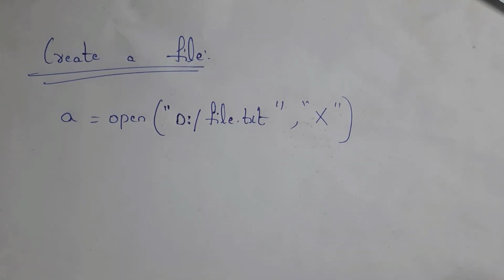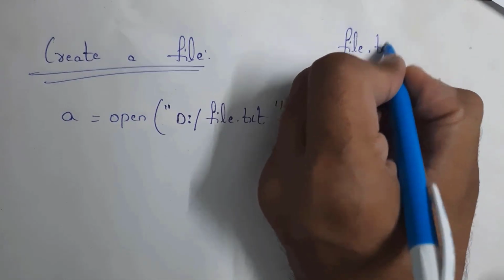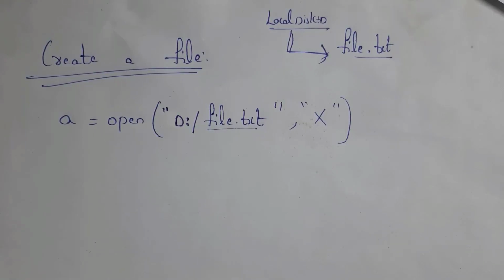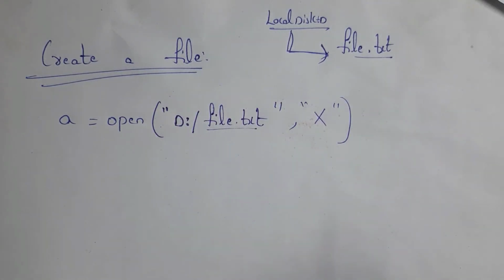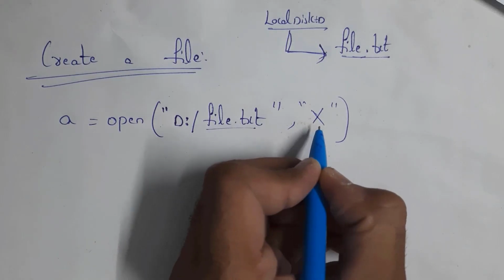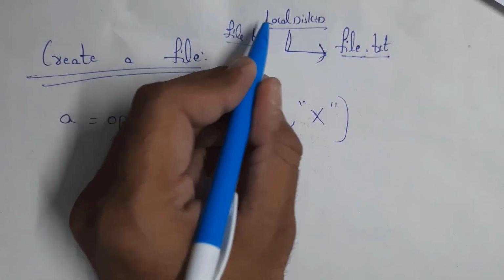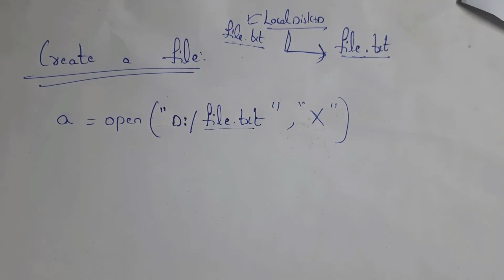Whenever I run this line of code, it will create one text file, file.txt, in local disk D. By using x mode, we can create a new file. If file.txt is already present in local disk D, then it will display an error. Only if the file does not exist will it create the file. If the file is already present, it will display an error.